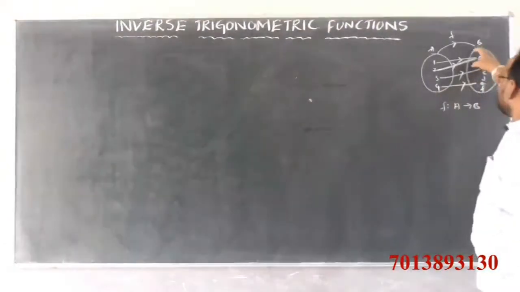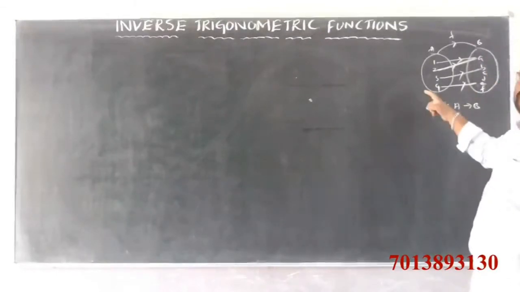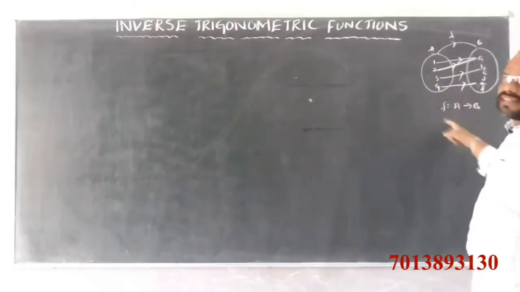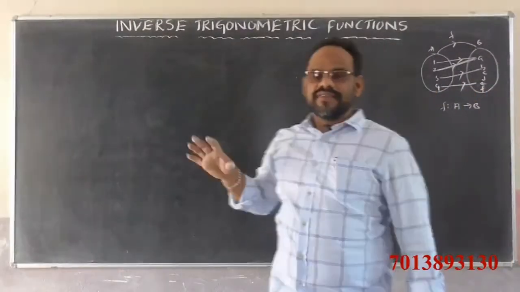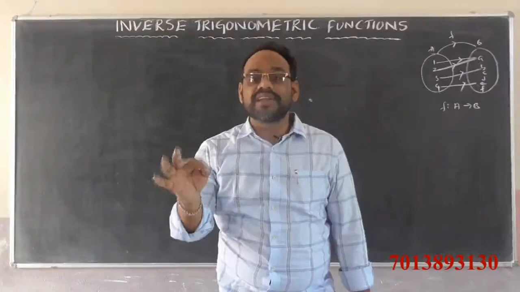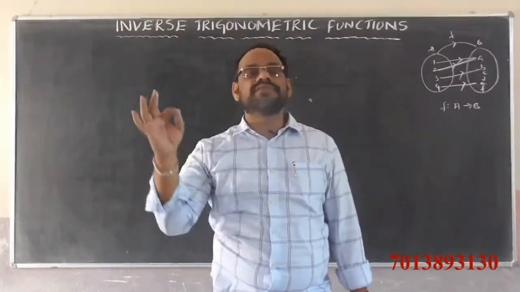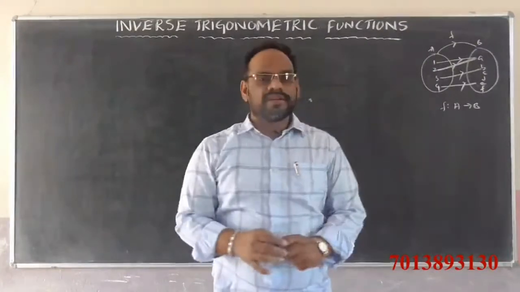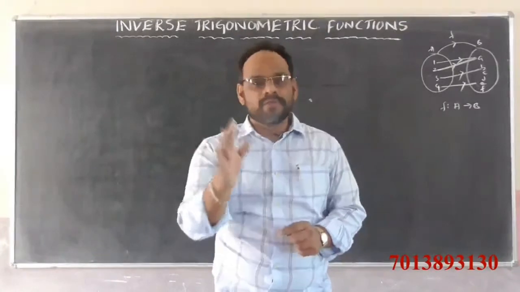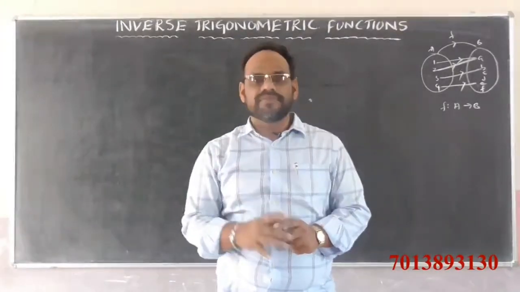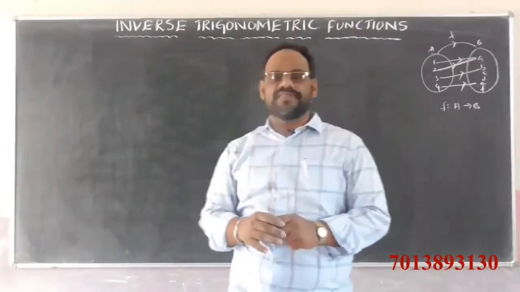Onto function means every element in the codomain has at least one pre-image in set A. That means if the range of the function is equal to its codomain, then the function is called an onto function. If F satisfies both one-one and onto, then only F is called a bijective function.